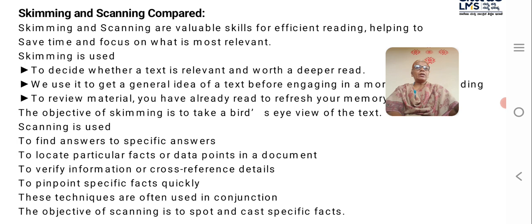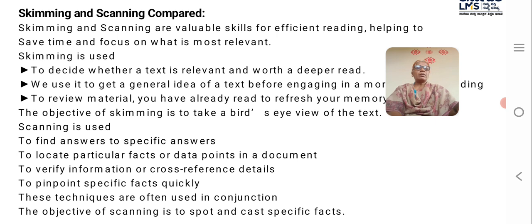So, while skimming, you read quickly to get a general overview of the content, focusing on headings, subheadings, and topic. Whereas while scanning, you search quickly. You're not going to read anything, but you just search for specific information within the text, such as names, dates, or key terms. While scanning, your eyes move rapidly along the text. You search for keywords and phrases which help you to find the desired information.